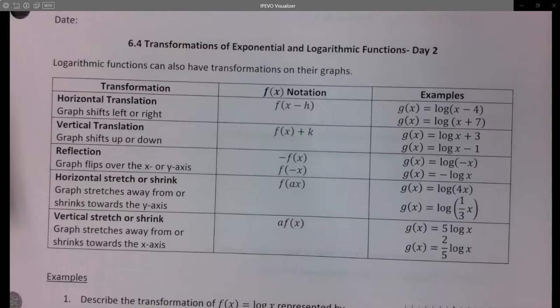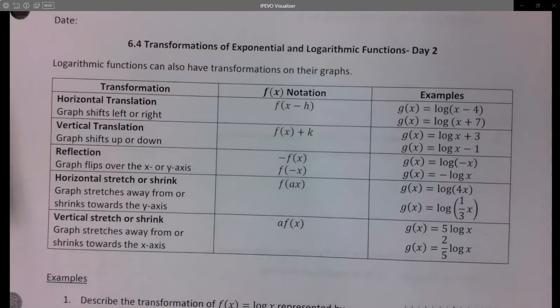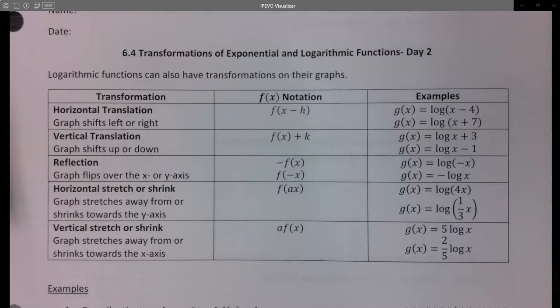So today we are finishing up transformations of exponential and logarithmic functions. Yesterday we were doing it with exponential functions. Today we're doing it with logarithmic ones. So the transformations are the same as they were yesterday.